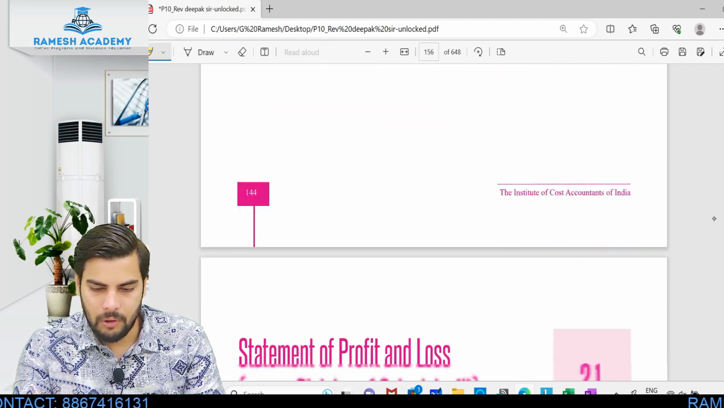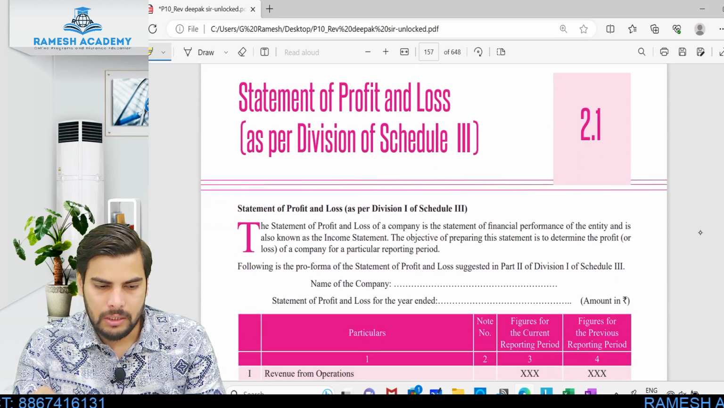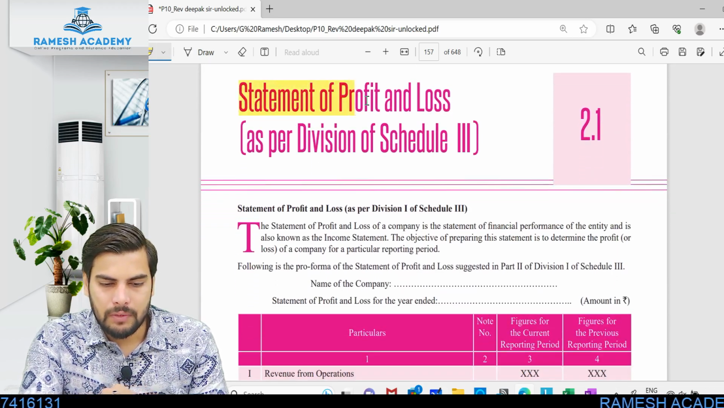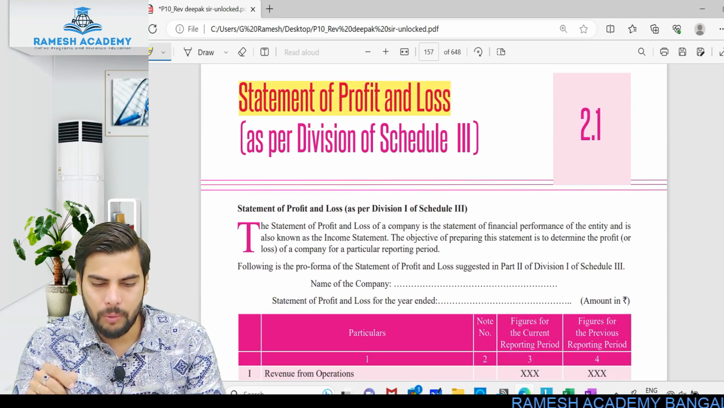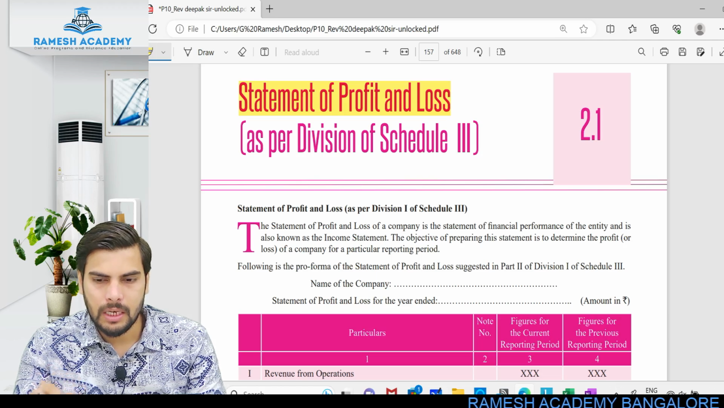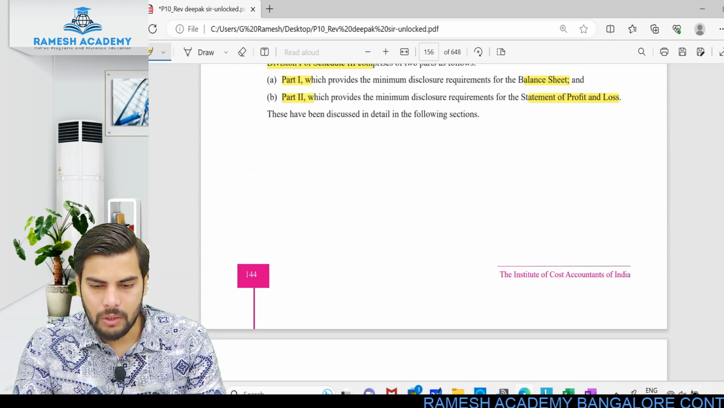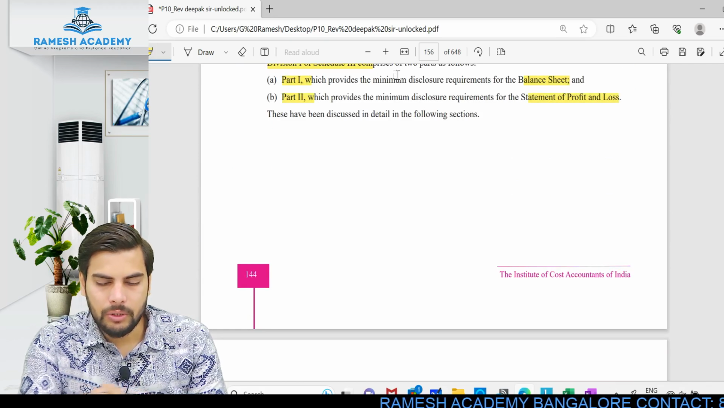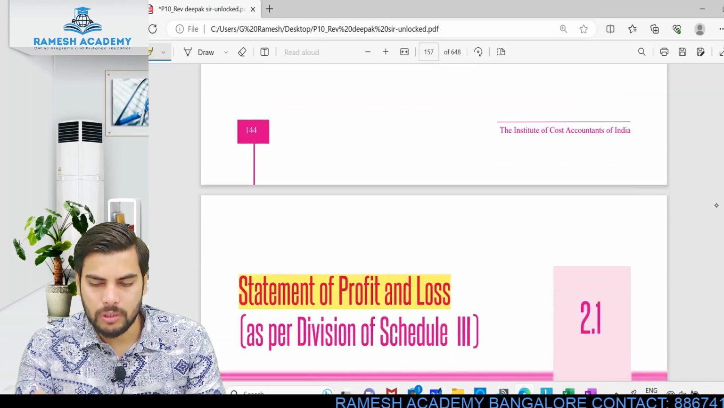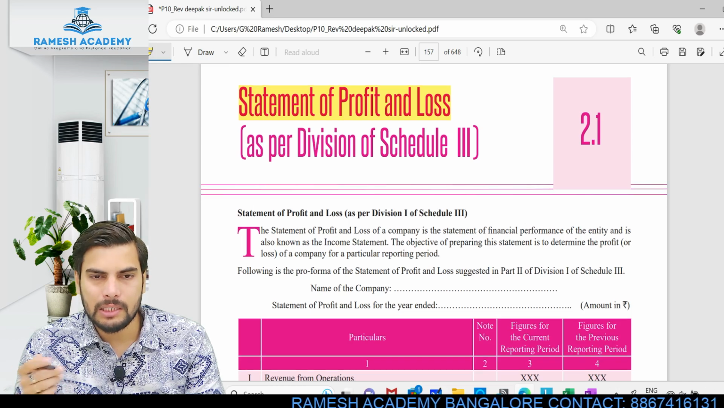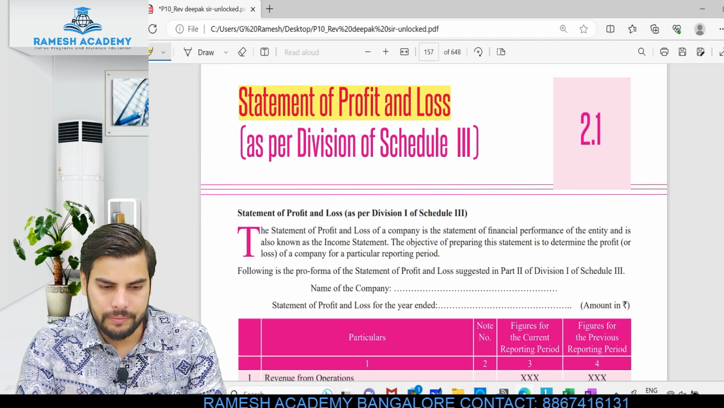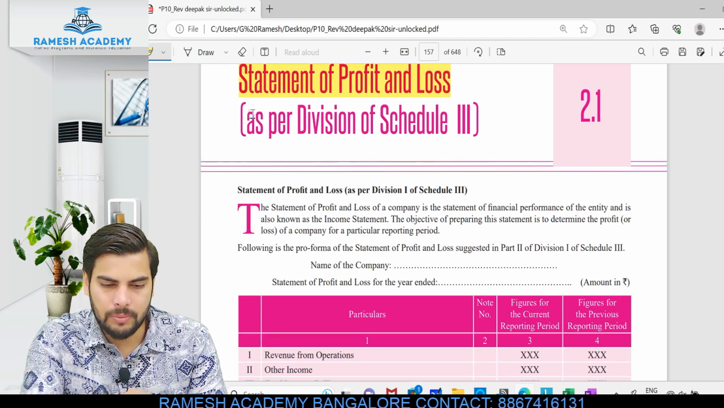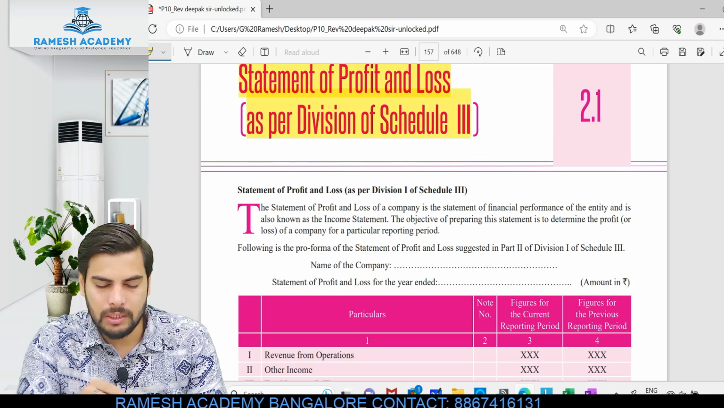Okay, so let's have a look at this. First they have given us information about the statement of P&L account. So which part is this? Is this part 1 or part 2? Part 1 talks about balance sheet. Part 2 talks about statement of P&L. So we'll be learning the statement of P&L over here and subsequently the balance sheet. So, statement of P&L as per division 1 of schedule 3.